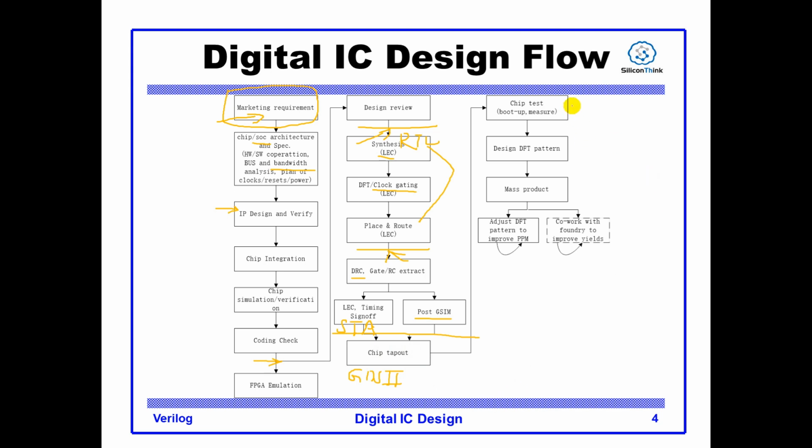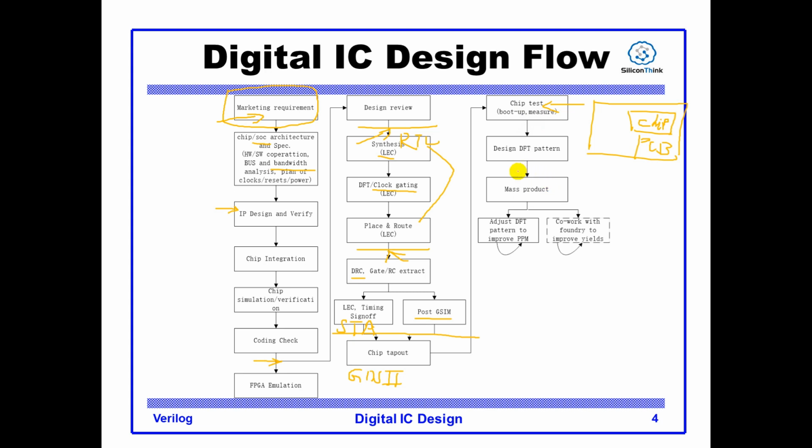Then when the chip is returned from the foundry, we will test it. We will assemble the chip on a PCB board and boot it up. That is, make the function of the chip run. Then we will measure some physical parameters, such as the power consumption of the chip. Okay, suppose we passed the chip test process. Then we will go to the mass production process.